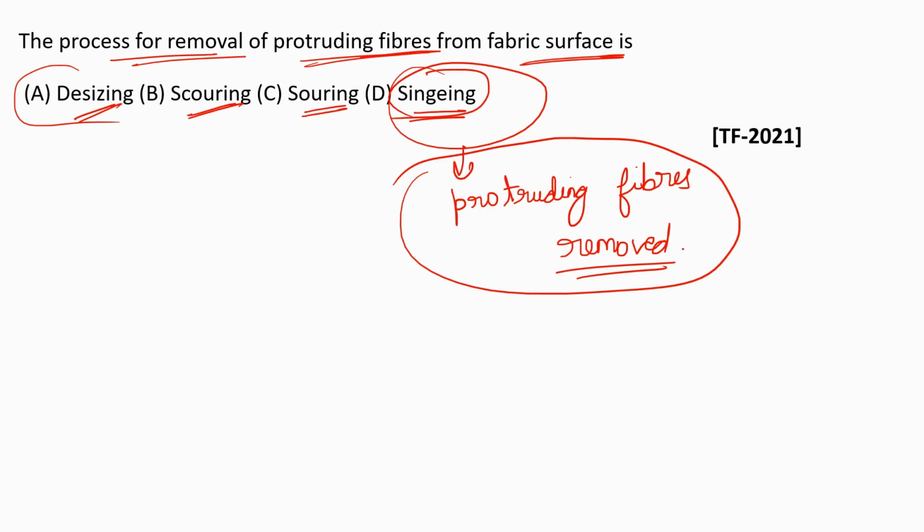So the process of removal of protruding fibers is known as singeing, whereas the process of removal of size is known as desizing. Size is applied during the fabric manufacturing process, that is the sizing process. After the manufacture of the fabric, during the processing part, the size that was applied is now removed for further chemical processes, dyeing and printing and finishing.